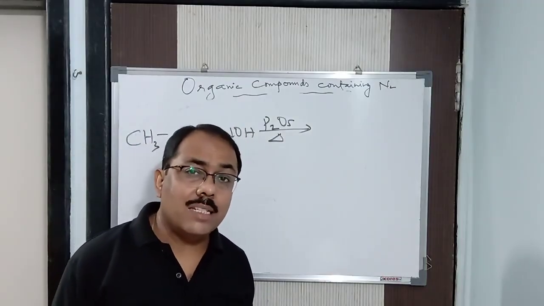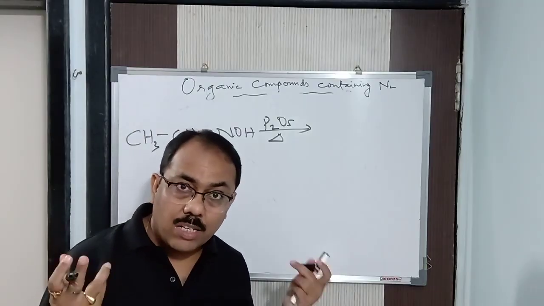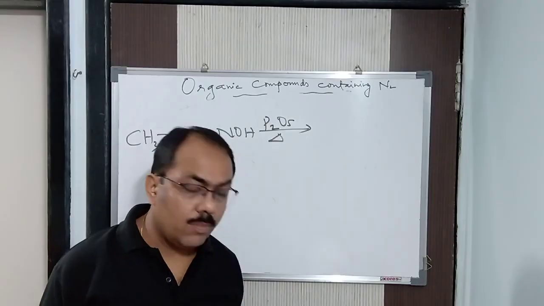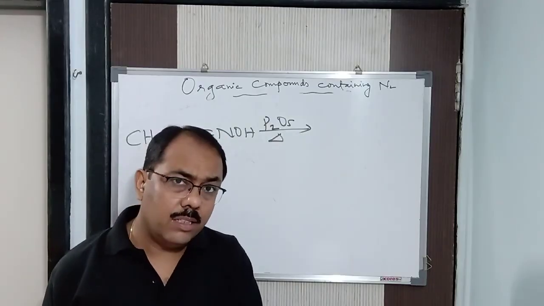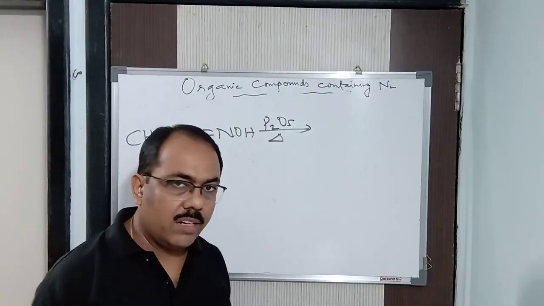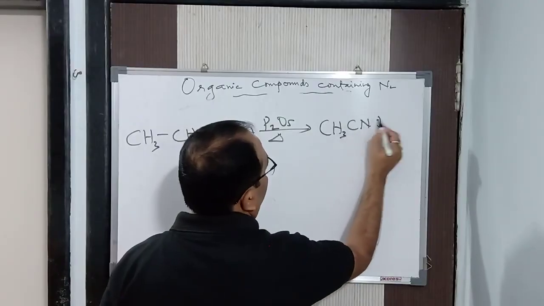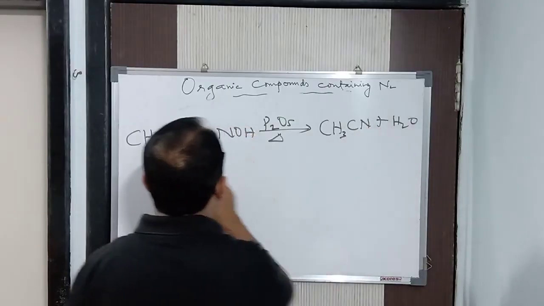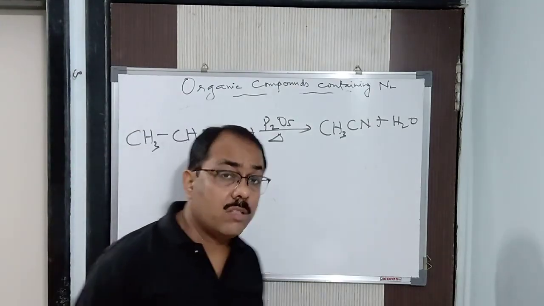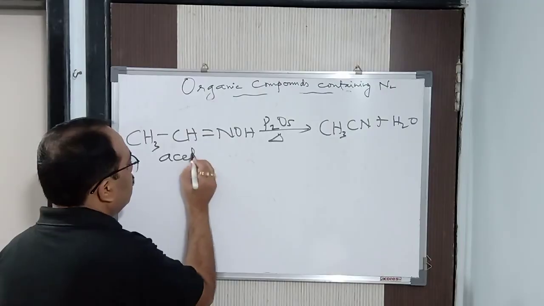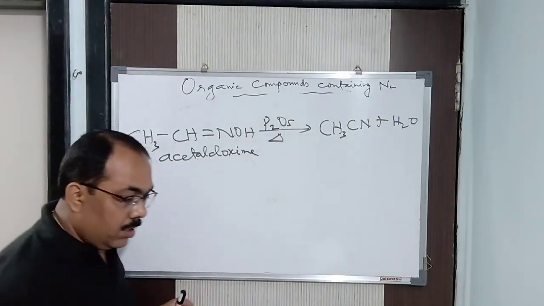What did I say? Acetic anhydride. As it is an anhydride, it will love water. It wants a water molecule. By taking a water molecule, it will become acetic acid. Anhydride will become hydrated. So we can take acetic anhydride or we can take P2O5, but I am going to get CH3CN plus water. What is the name of this compound? CH3CH double bond NOH is nothing but known as acetaldoxime. In this way we can prepare ethane nitrile.